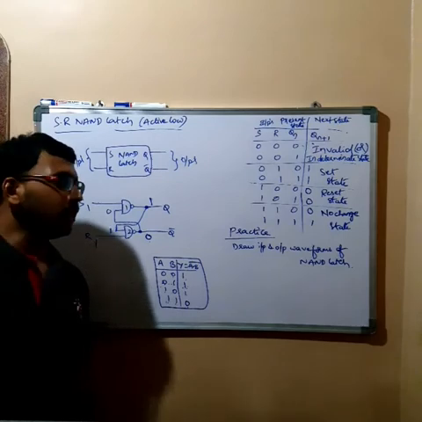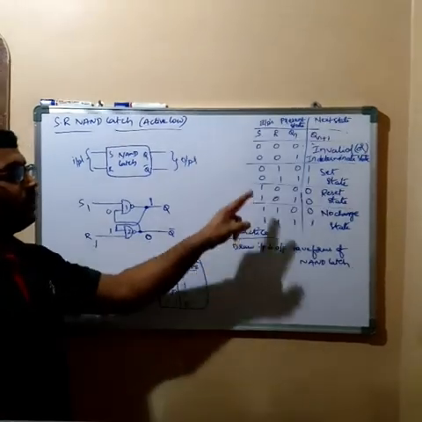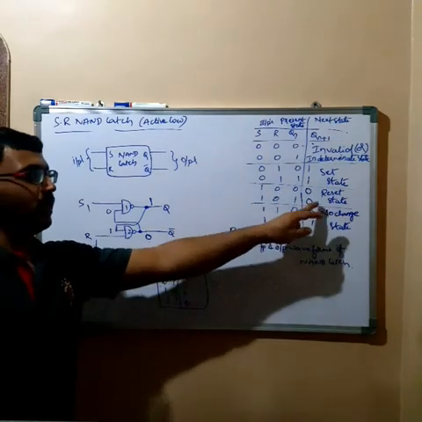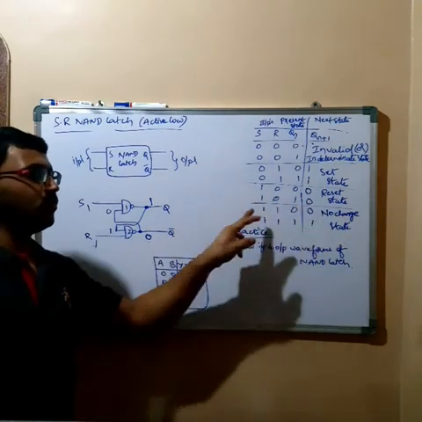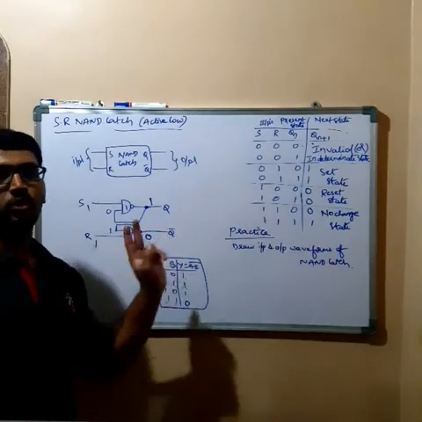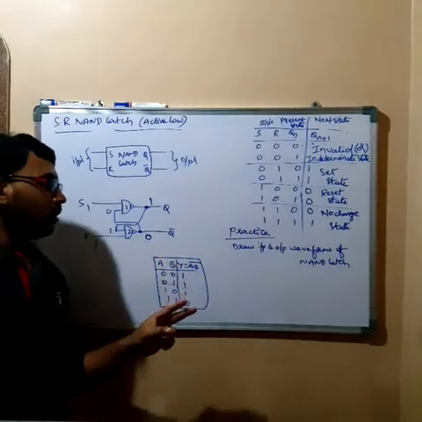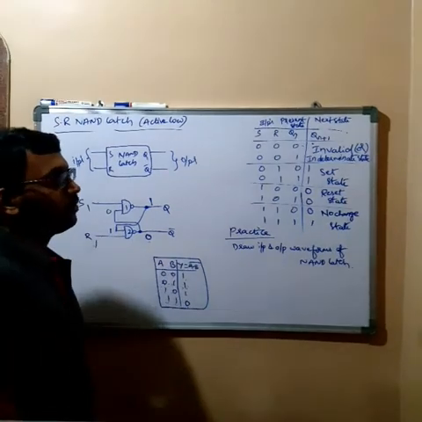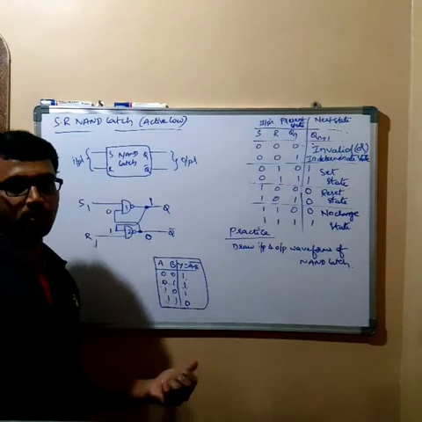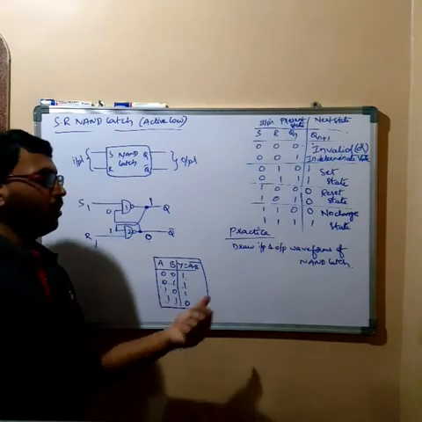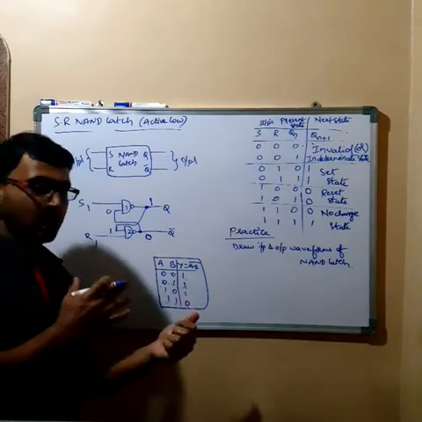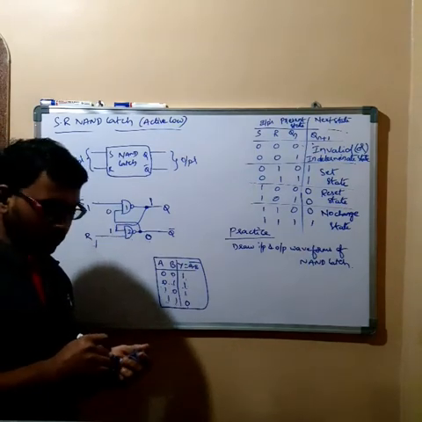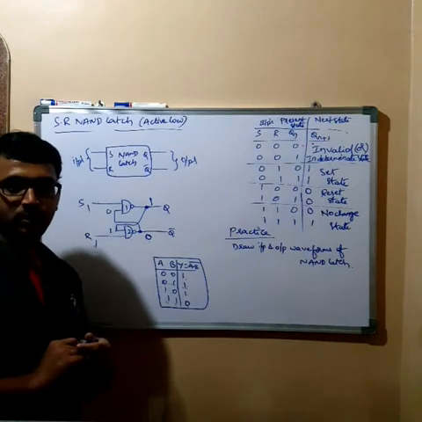Those people who are learning by heart will simply remember that the value 1 is stored for this combination, a value 0 is stored for this combination, and no change we will get for this combination, right? Just try to analyze the operation and write the truth table. If you understand this concept in this manner, for your lifetime you will remember the concept. If you learn by heart, you are going to remember the concept only up to your examination. That's it.